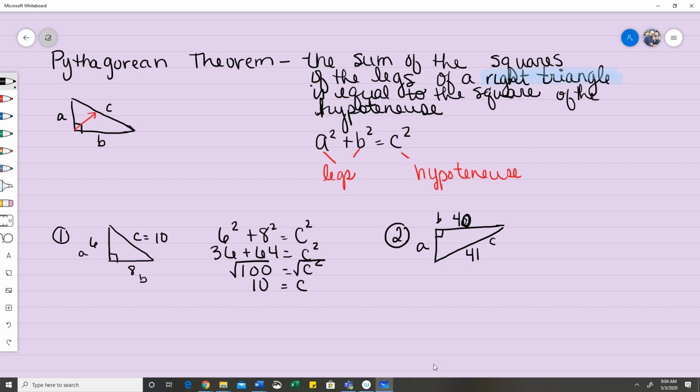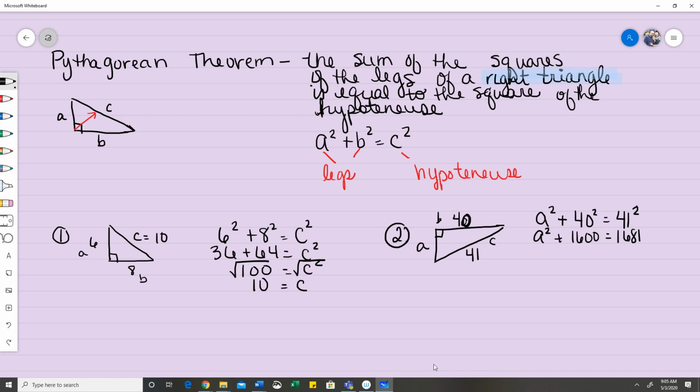So when we plug it into our formula, our a squared, because that's the one we're looking for, plus our b squared, and our b is 40, equals our c squared, and our c is 41. Okay. Well, when I square 40, I get 1600. And when I square 41, I get 1681.